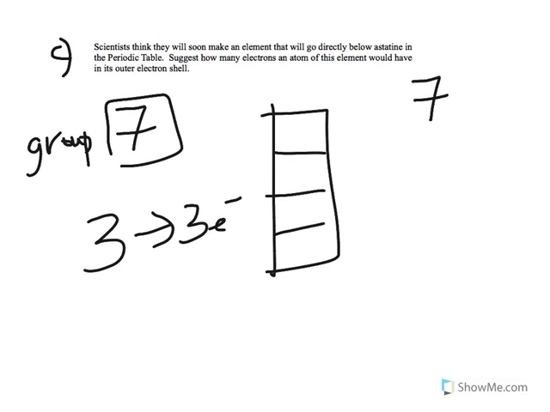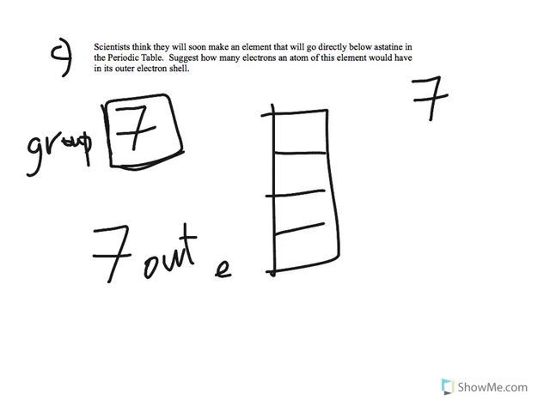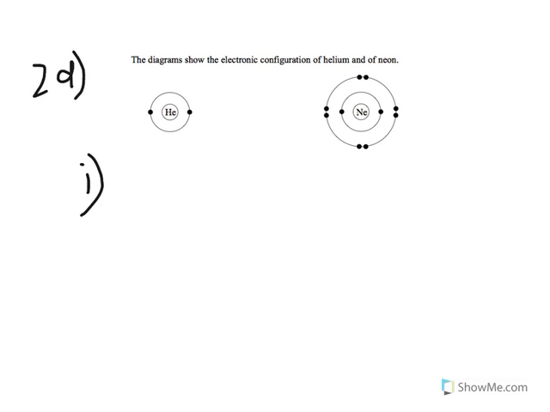In this case, astatine is in group 7, so something below astatine will also be in the same group, meaning it'll also have the same number of outer electrons. And since it's in group 7, that means it'll have 7 outer electrons. Okay?